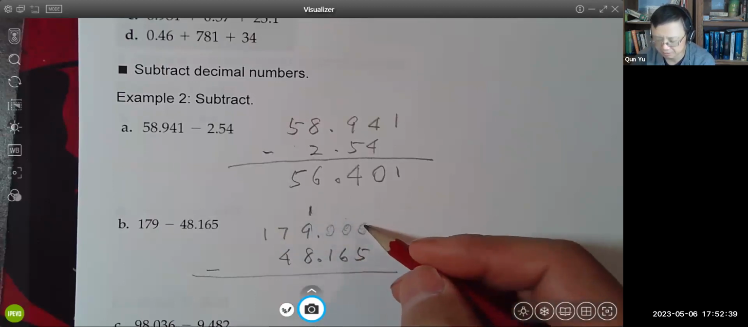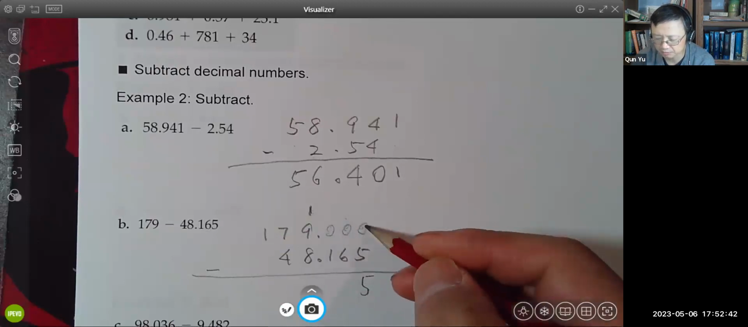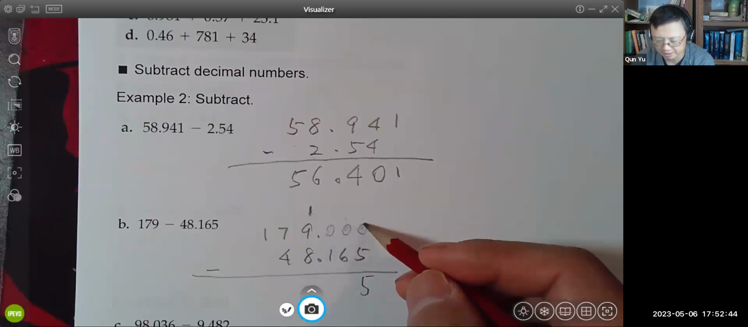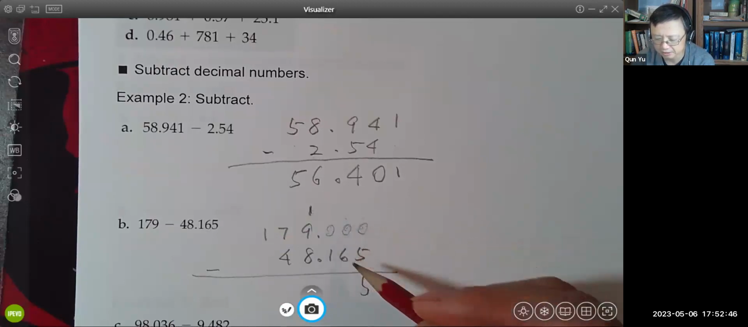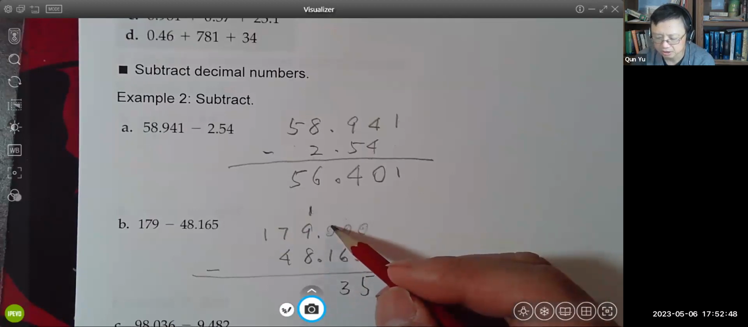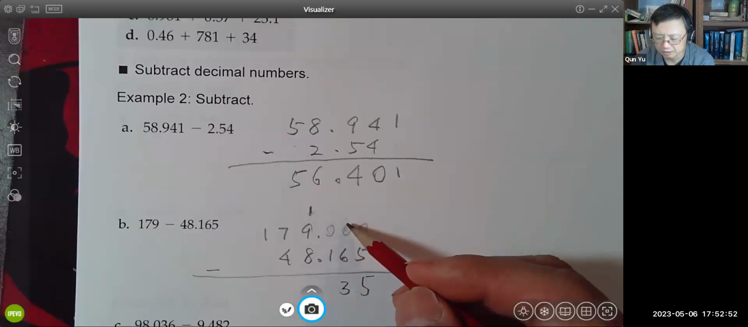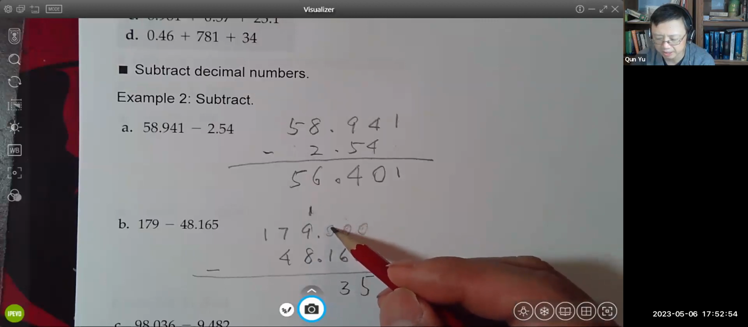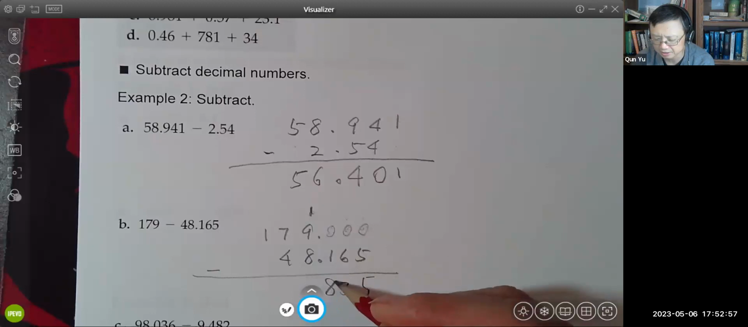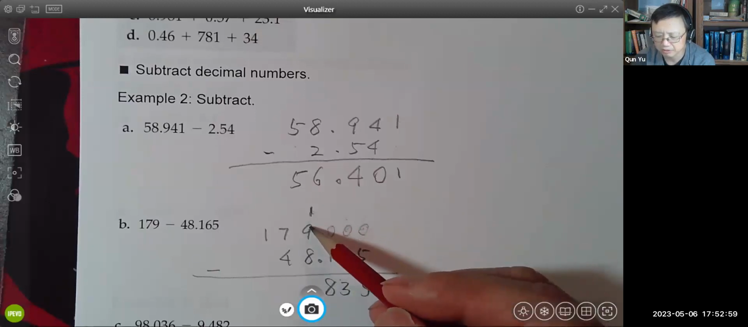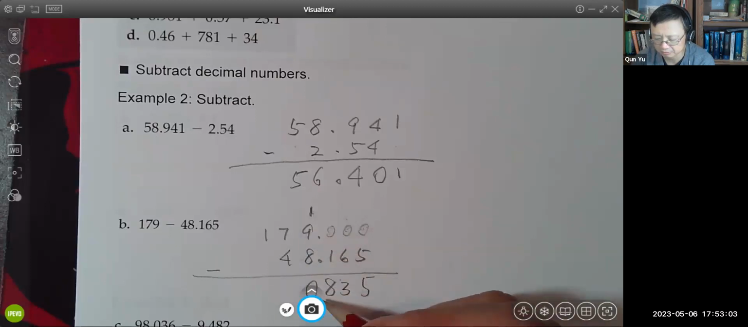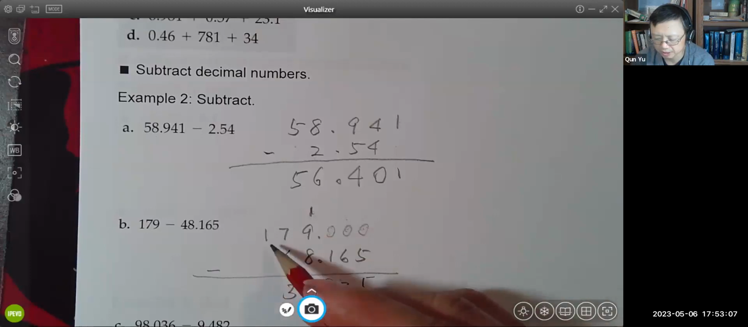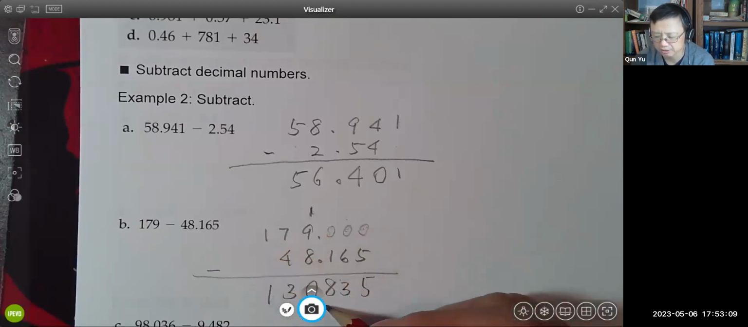So 10 minus 5 is 5. Since you borrow 1 from here, this becomes 9. 9 minus 6 is 3. Also, this original borrowed 1 from here becomes 10. Once this digit borrows 1 from here, it becomes 9. 9 minus 1 is 8. After you borrow 1 from 9, it becomes 8. So 8 minus 8 is 0. And 7 minus 4 is 3. 1 minus 0 is 1.